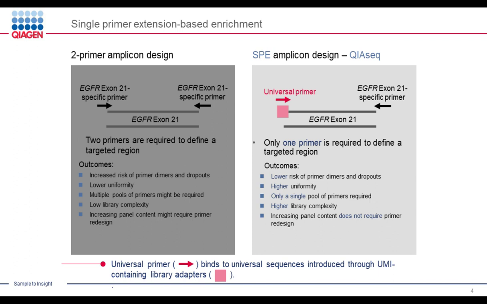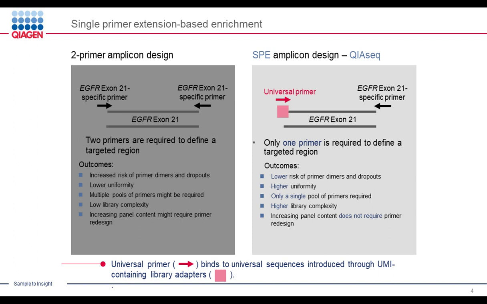The other primer that will be used for the amplicon-based approach is basically a universal primer that binds to sequences introduced in the library adapters. And so if I go back to exon 21 of EGFR as an example again, I do not need to define exon 21 of EGFR with 2 primers anymore. All I need is just one EGFR exon 21 specific primer, and then the other primer will be the universal primer that will bind to the library sequences, or the sequences introduced in the adapters.